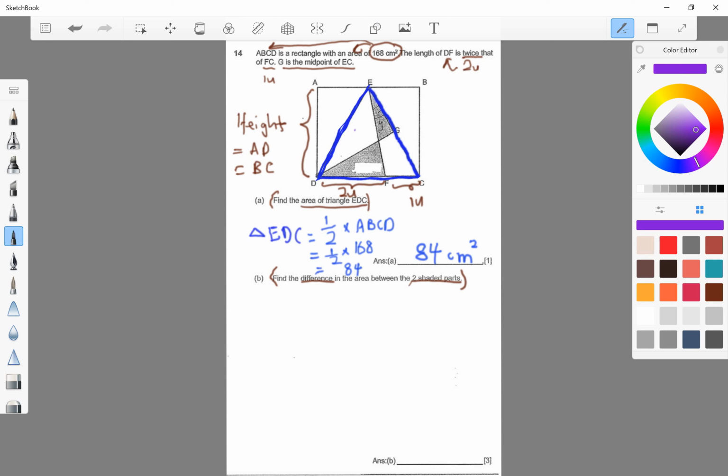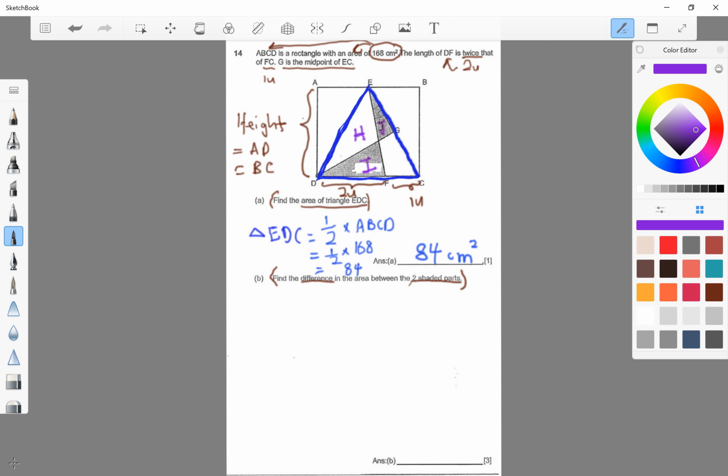Okay, H for the white portion, and we have I, and we have this J. Okay, H, I, and J. Let me just write clearly for everyone's reference. So H, I, J. So why is this so important to us? And why did they bother telling us that this G is the midpoint?